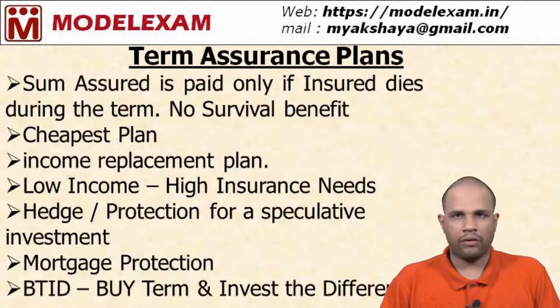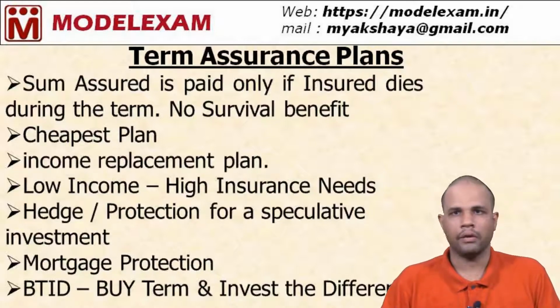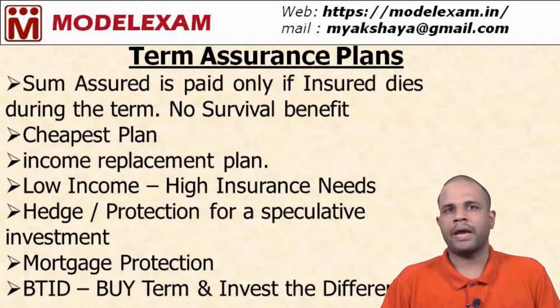Term assurance plans. So what are term assurance plans? In such a type of plan, the sum assured is paid only if the insured dies during the term of the policy. There is no survival or maturity benefit payable here. It is the cheapest plan available and it is actually the true form of insurance.